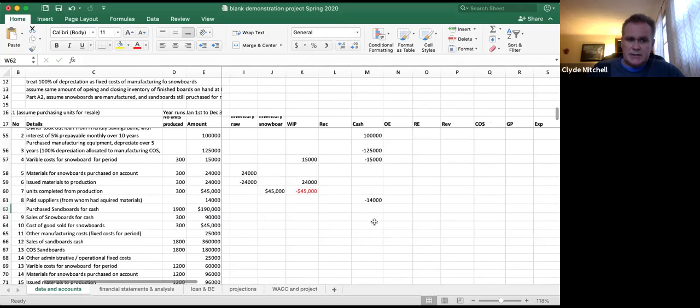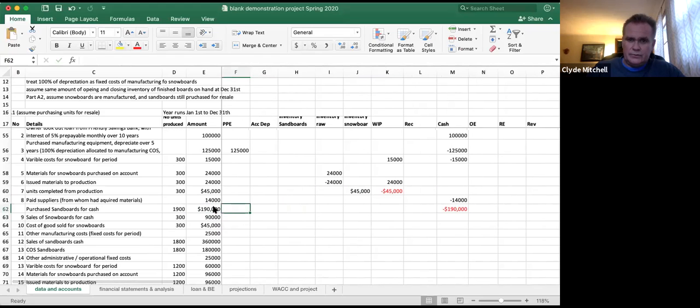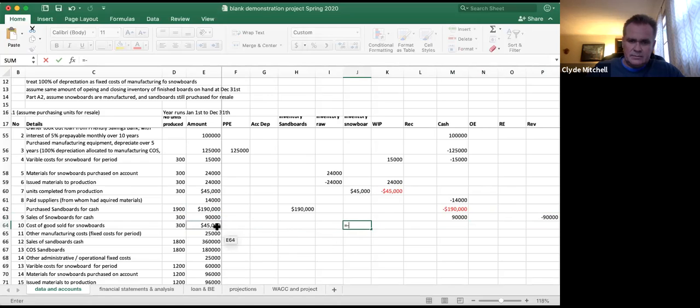Right, next, purchase sandboards. Okay, so sandboards, we're still buying ourselves, not making them. This will be going into finished goods of sandboards. Right. Now we're dealing with sale of snowboards. So snowboard sales, we have to take it out of finished goods inventory, but we haven't got that information yet. We're just dealing with the revenue, and it's for cash. So the revenue minus 90,000 plus cash. Here we have the information next for the cost of goods sold, coming out of finished goods inventory and going to cost of goods sold.